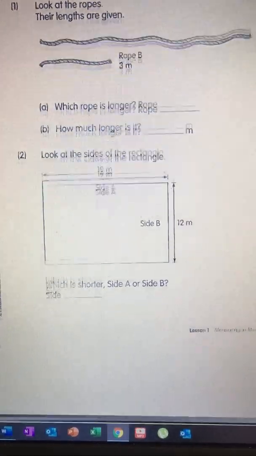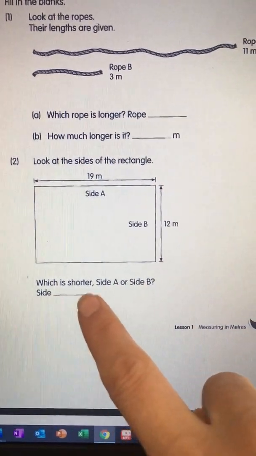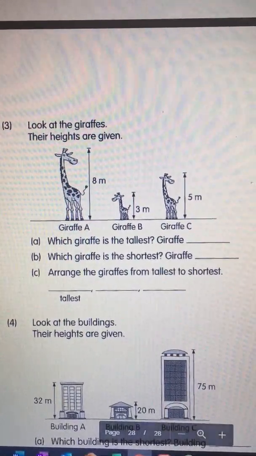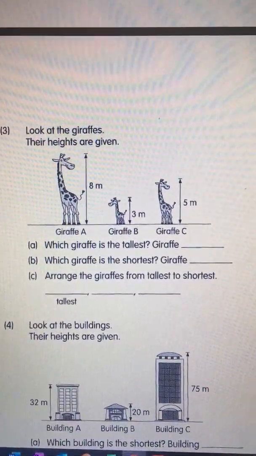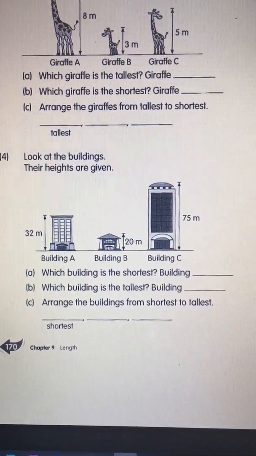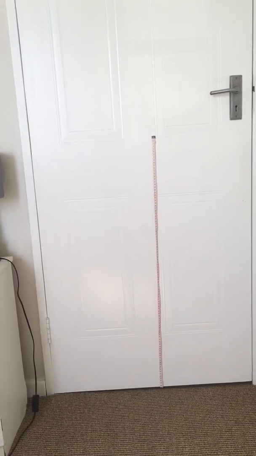Then we've got a rectangle, side A and side B, and it asks you which is shorter. Then we've got some giraffes, and it asks you some questions about those giraffes. And the same with some buildings. Okay, so please, grade 3s, think carefully. Remember, I've shown you about the meter now. 1 meter is the same as 100 centimeters, just like you saw with my measuring tape. Okay, so think carefully when you are answering those questions.